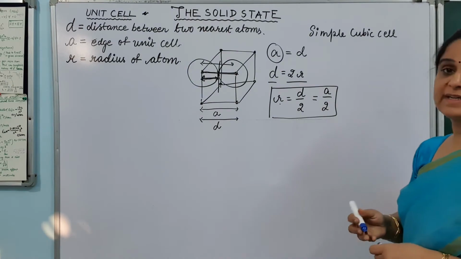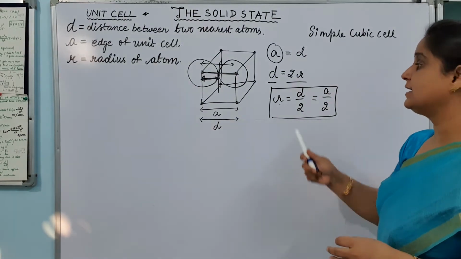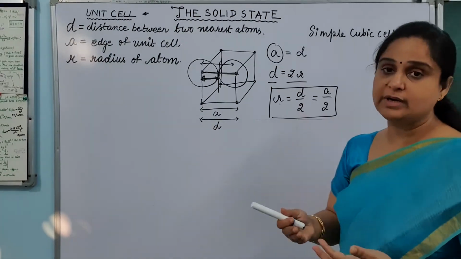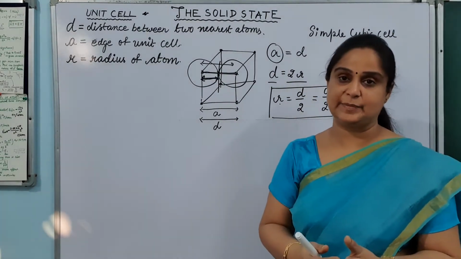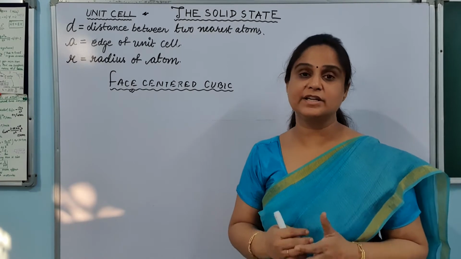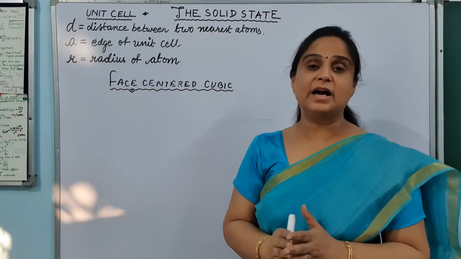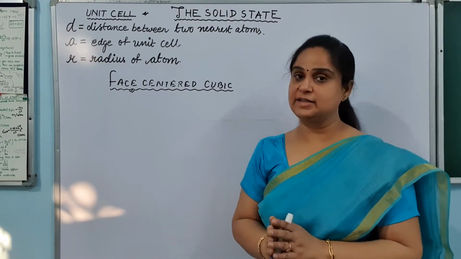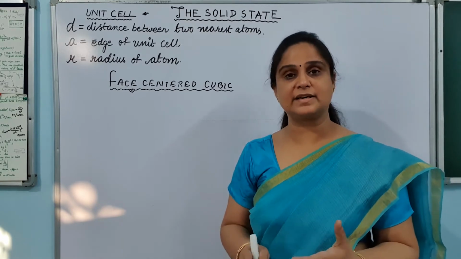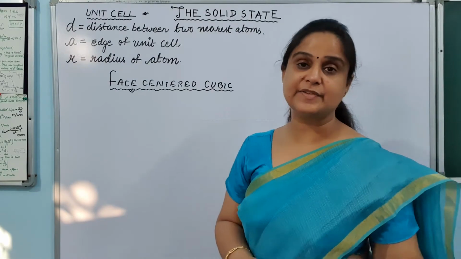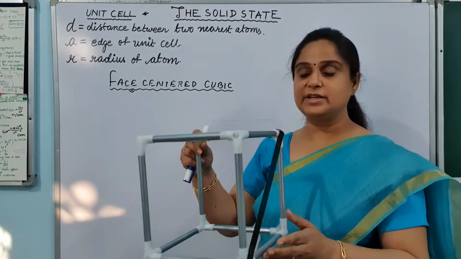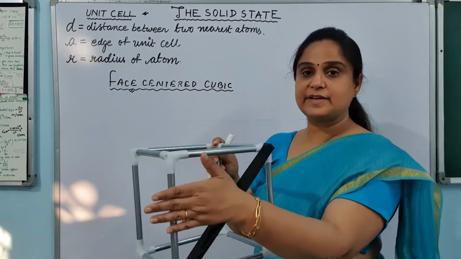Okay, I hope it is clear that for the simple cubic cell, R equals D by 2 or A by 2, because in this cell A and D are the same thing. Now let us derive the relationship between D, R and A for the face-centered cubic. But before that, let us understand what is face-centered cubic. Before face-centered cubic, let us see what is the face of any cubic. So here we have a cube and these are the faces.